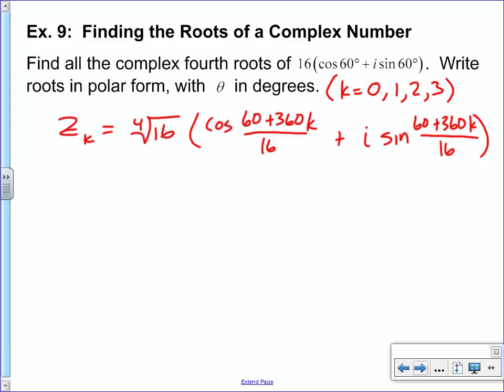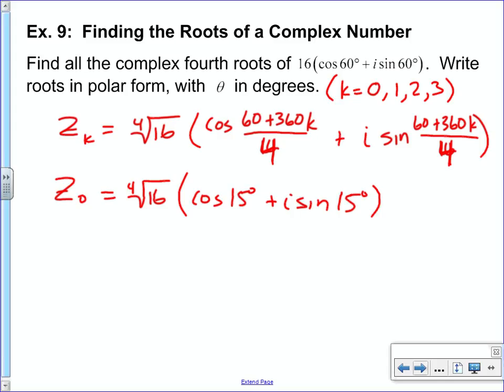Oh, that's 4. Why am I saying 16? I'm silly. That's 4. It's over n. All right. So if k was 0, looking for z of 0, that would be the fourth root of 16 times cosine of 60 plus 0 divided by 4. So it's cosine of 15 plus i sine of 15. That's one root. It's polar form, so we're done.